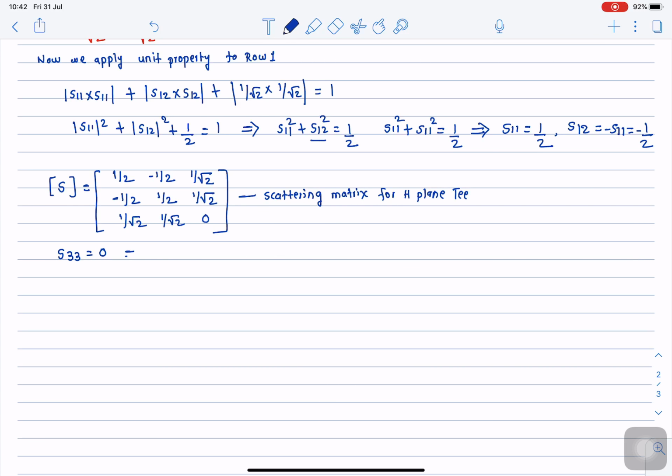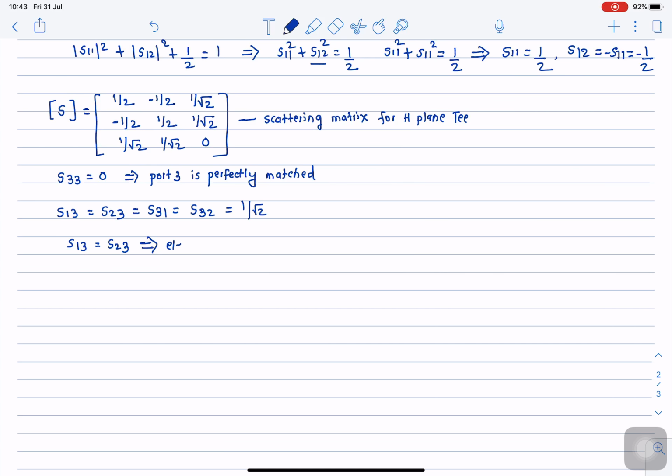Now here, this particular term S11, S12, S13, S21, S22, S23, then S31 and S32, all are 1 by root 2. So that means S13 is equal to S23. So what is this particular property? This particular property tells us the electrically symmetrical property, right? Electrical symmetry.